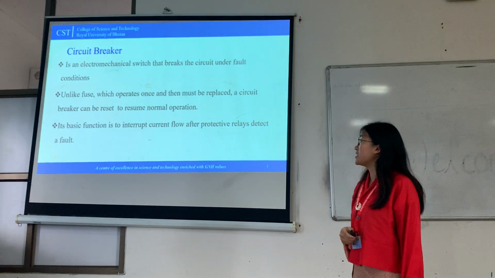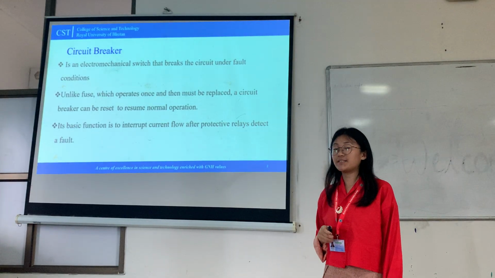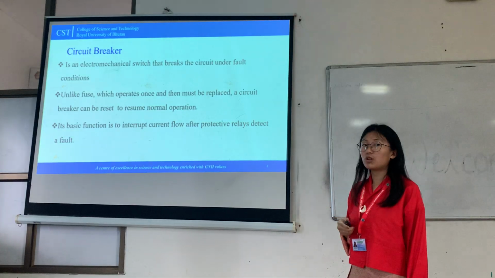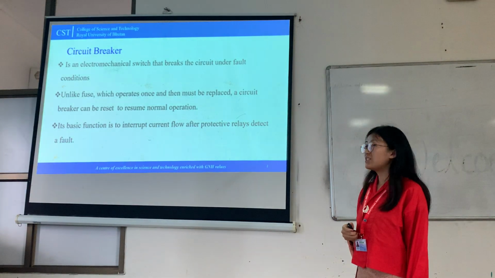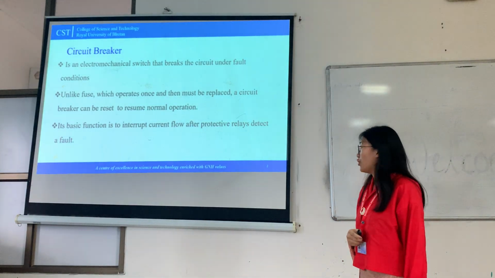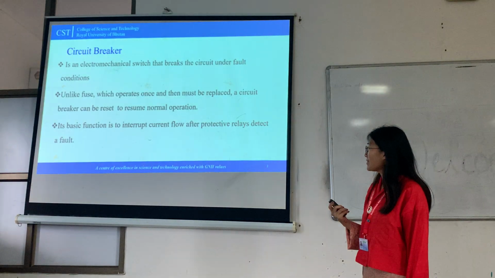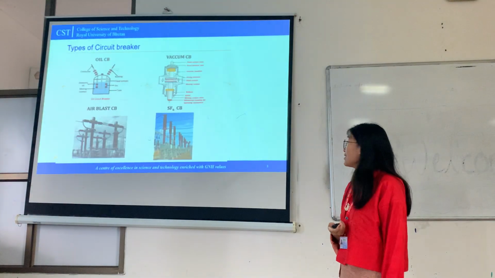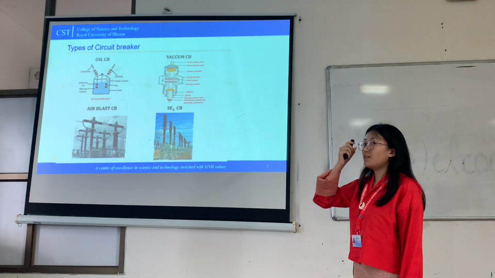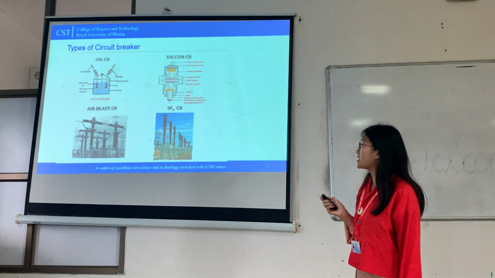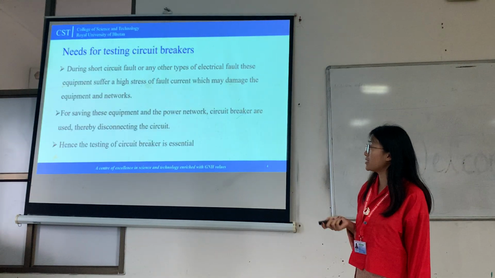It operates under the fault condition. Unlike a switch, it can be replaced and resumed to normal operation. Its basic function is to interrupt the high flow of current during the fault condition. Types of circuit breaker: oil circuit breaker, vacuum circuit breaker, air blast circuit breaker, and SF6 circuit breaker.